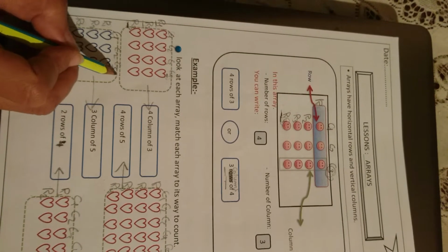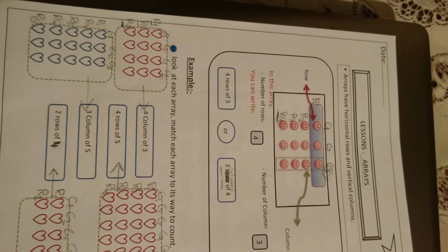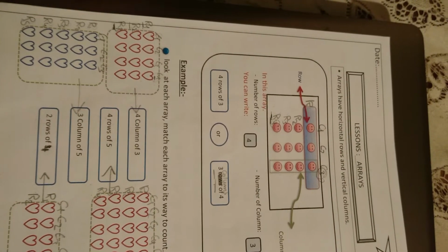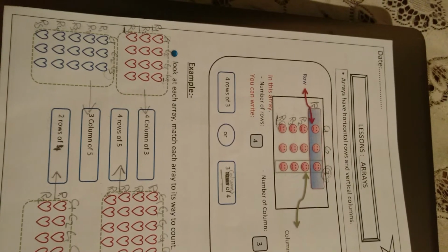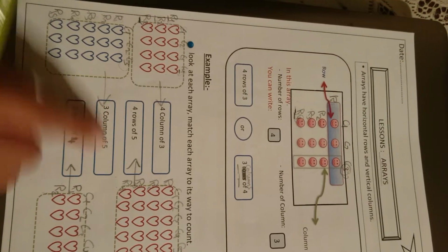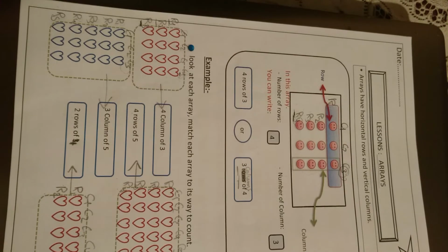Okay, let's move to the next one. First, I have to number the rows. Row number 1, row number 2, row number 3, row number 4, and row number 5. And number the columns. Column 1, column 2, column 3. I have two ways. If I start with the rows, I say 5 rows of 3. Do I have here 5 rows of 3? No. So I have to read it the other way, which is 3 columns of 5. Yes, I have this here. 3 columns of 5.